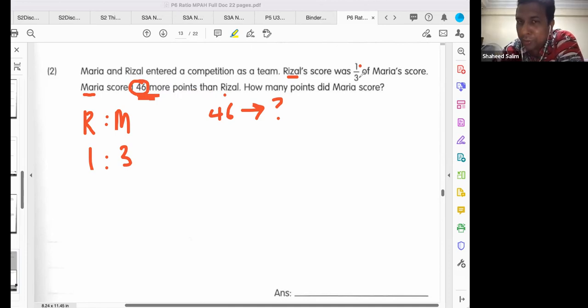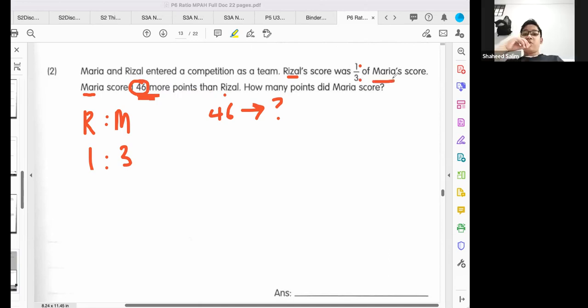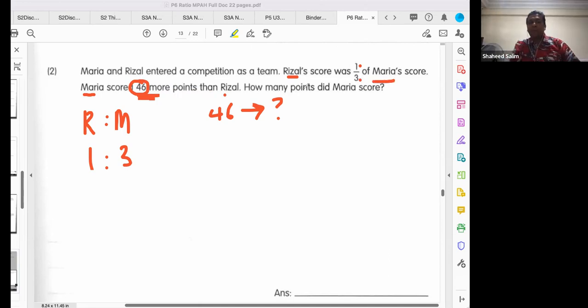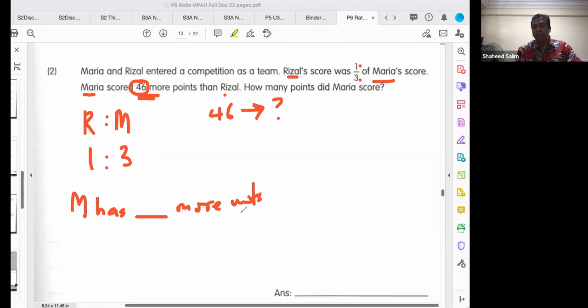Not 3. 3 is the full score of Maria because Maria got 3 units. No, what's the difference between them? Maria has how many more units than Rizal? Look, we fill this up. Rizal got 1, Maria got 3. So Maria got how many more units? 3 minus 1 is 2. So Maria got 2 units more. These 2 units, yes, correct, these 2 units are actually the 46 points.